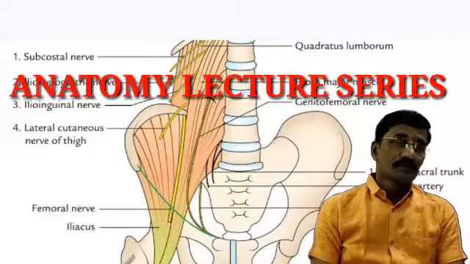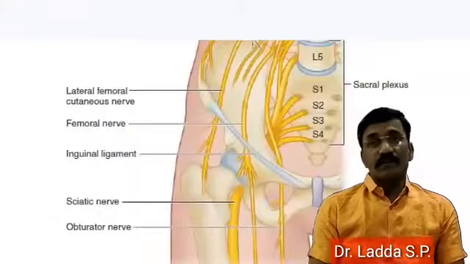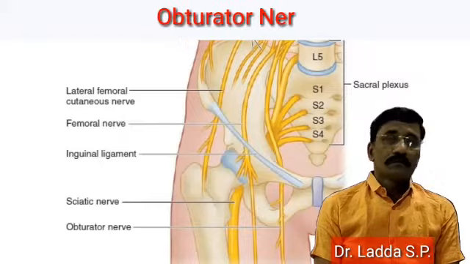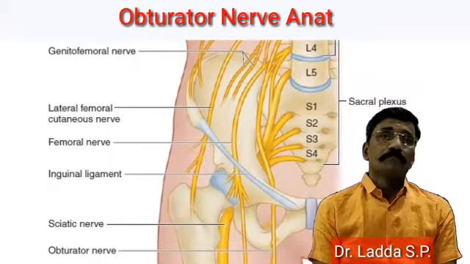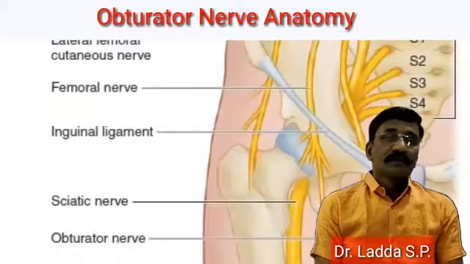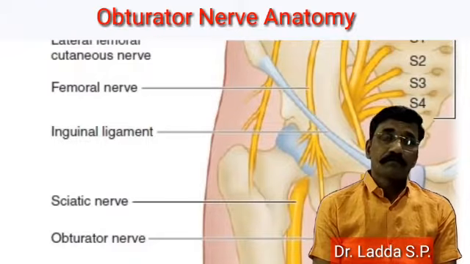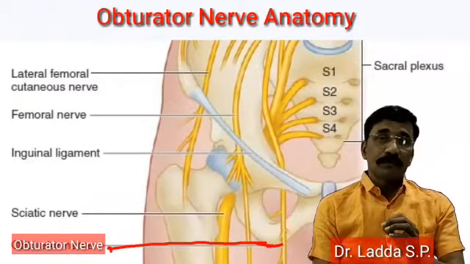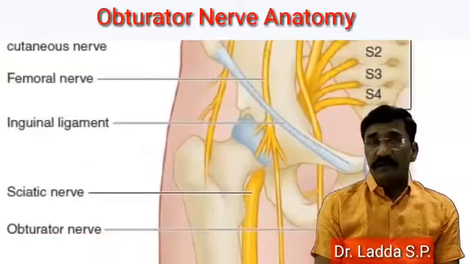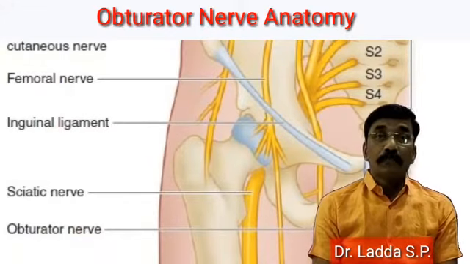Students, today the next topic of anatomy is about the nerve. We know there are a good many nerves for the lower limb: femoral, saphenous, obturator. These are the major nerves of the lower extremity, among which the obturator is the most peripheral nerve of the lower limb. Now this obturator nerve takes its origin from the lumbar plexus.